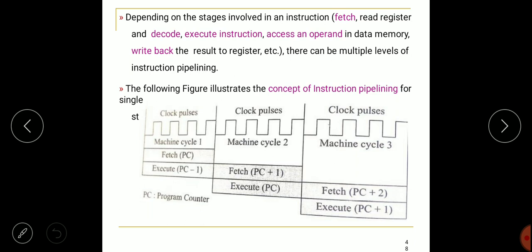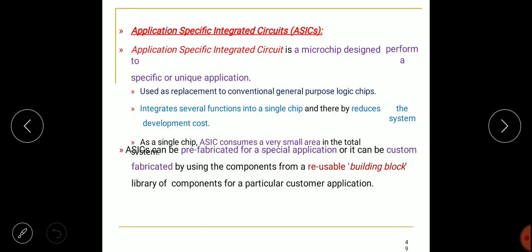In machine cycle 1, the address of the next instruction to be executed is stored in PC+1, and the current execution address is in the PC. In the next cycle the PC will be incremented by 1, and similarly in the next cycle the PC will be incremented by another one memory location. This diagram shows the operation of the pipeline. This also was discussed.